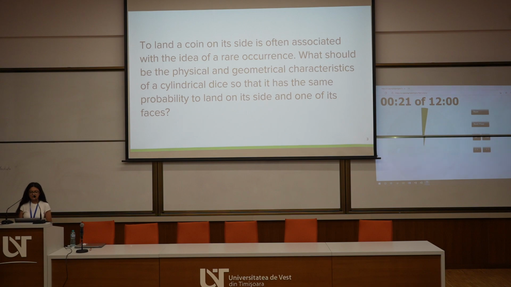The problem statement says that symmetrical moving types are often associated with the idea of order or permanence. What should be the physical and geometrical characteristics of a cylindrical dice so that it has the same probability to end on the side and on one of the faces?